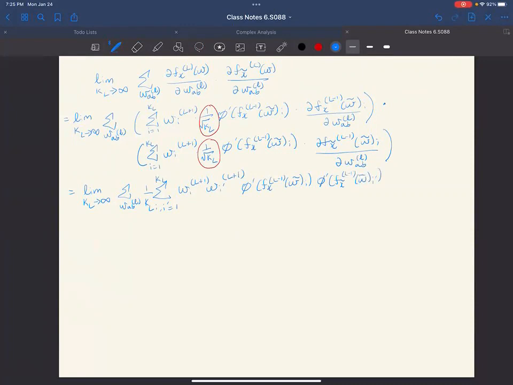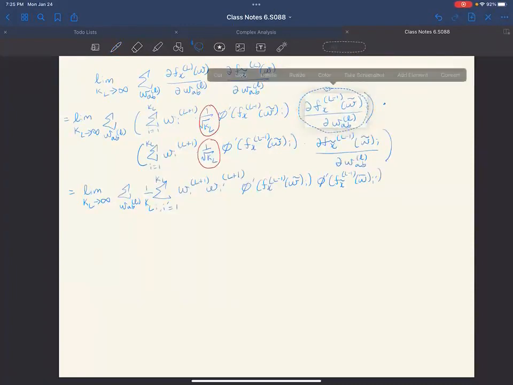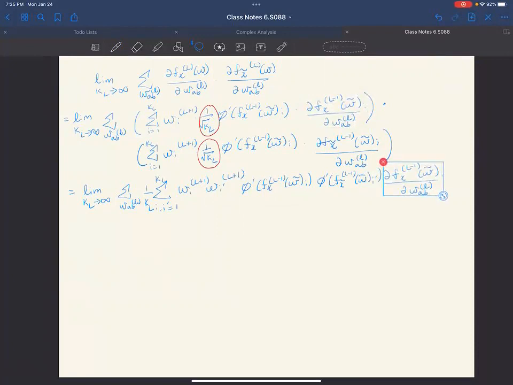And then I have my two partial derivatives, which, instead of writing to save time, I'll just copy them. Great. And then maybe I'm running out of room, but we'll just write it off to the side here.